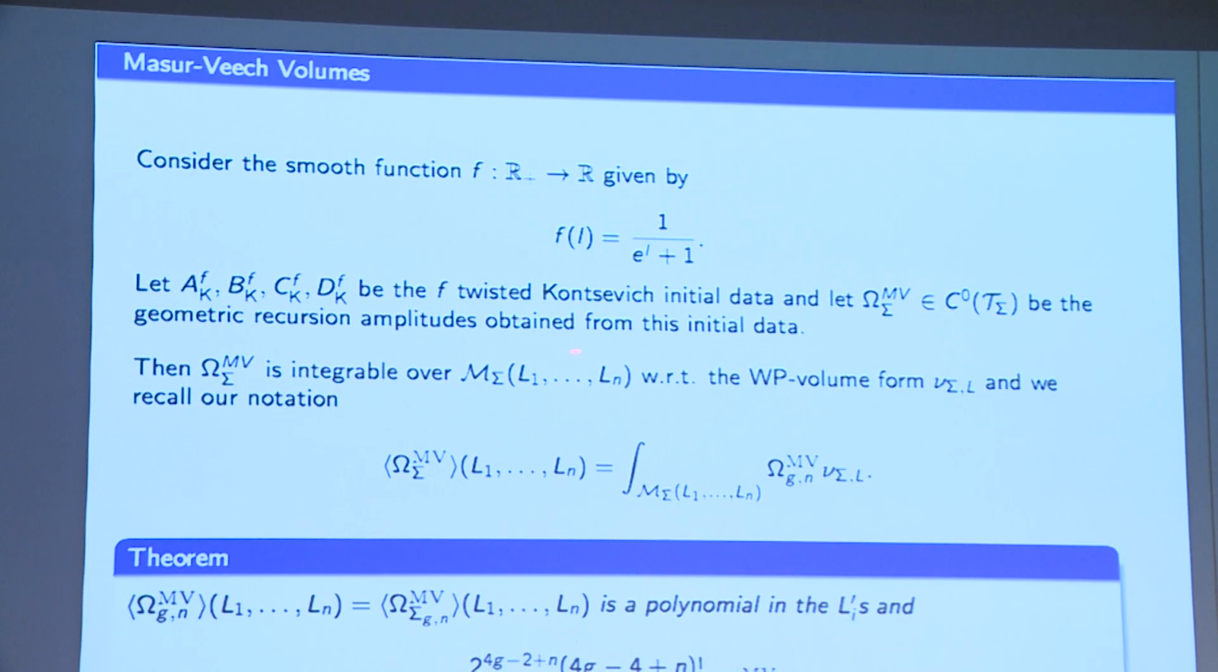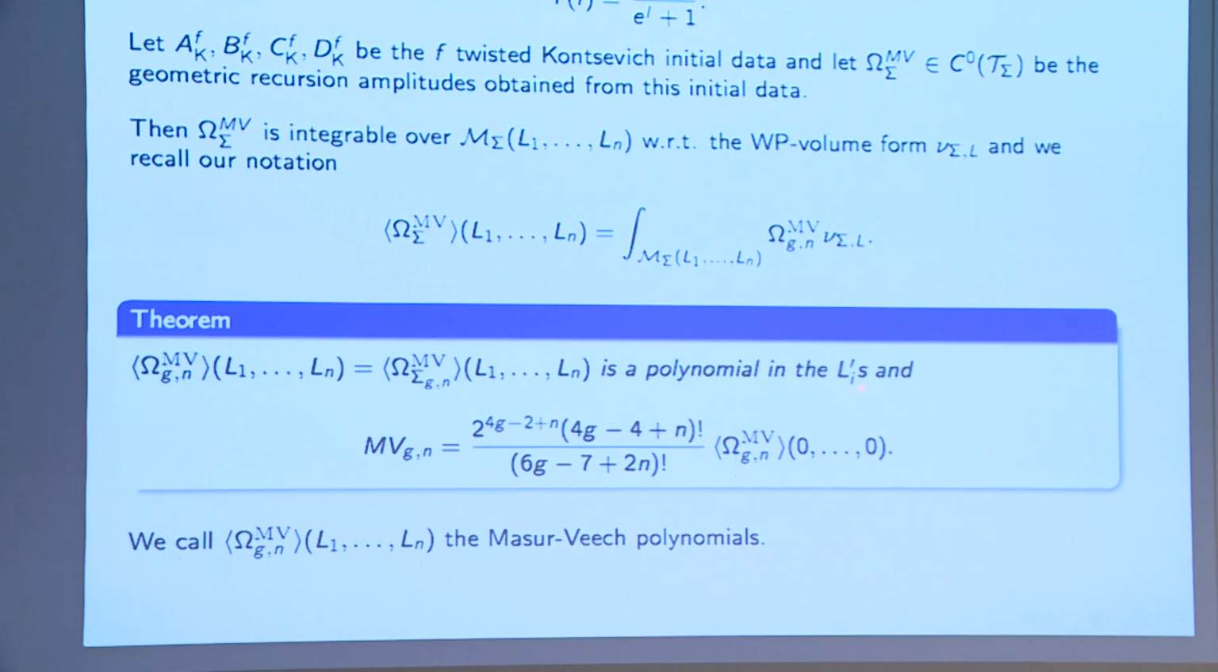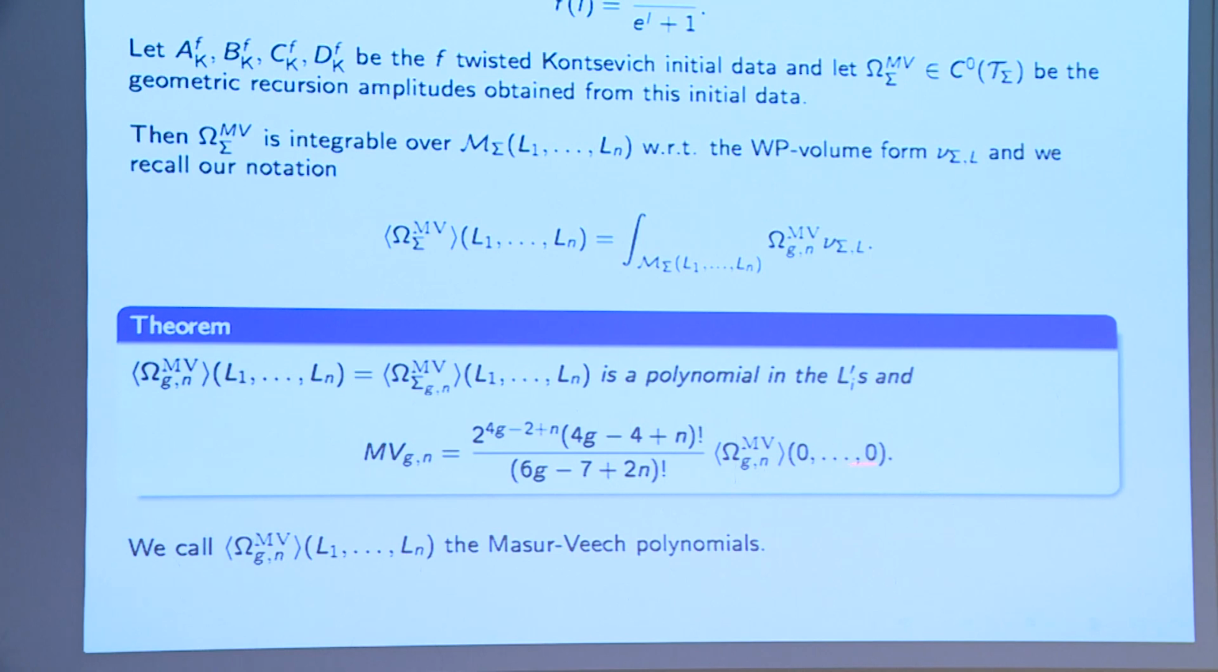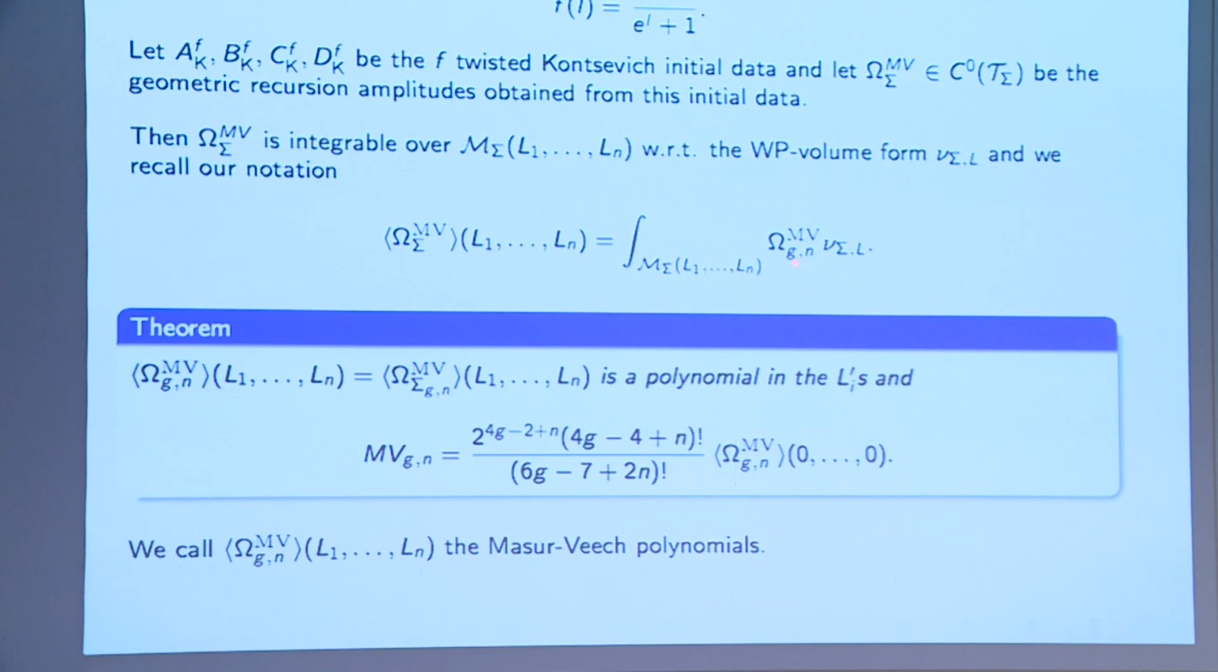And so we average this function with respect to the Weil-Petersson form again over this moduli space, and it becomes a function just of the length of the boundaries. And our theorem says that this is a polynomial in the L_i's, actually. And this polynomial is related to the Mirzakhani volumes via this explicit thing here. So its zero order coefficient is simply, modulo these quantities here, the Mirzakhani volume. So in other words, you can construct this function via geometric recursion, and then when you integrate it, you get this.